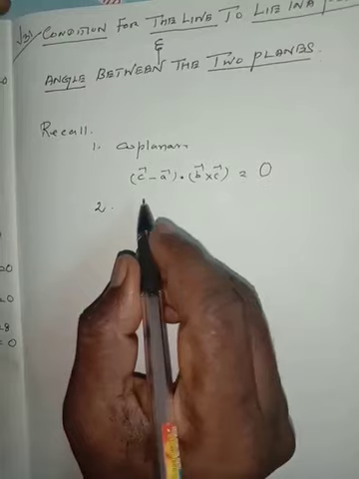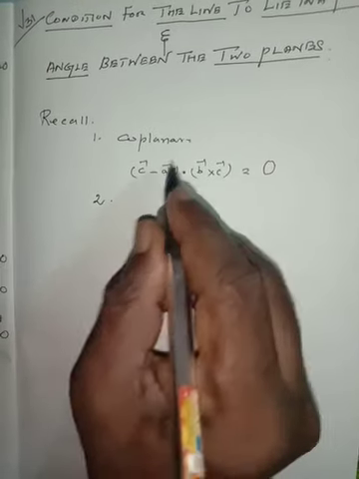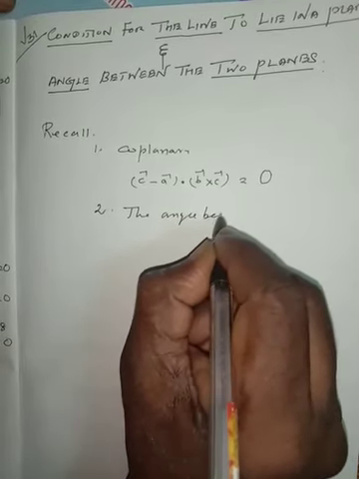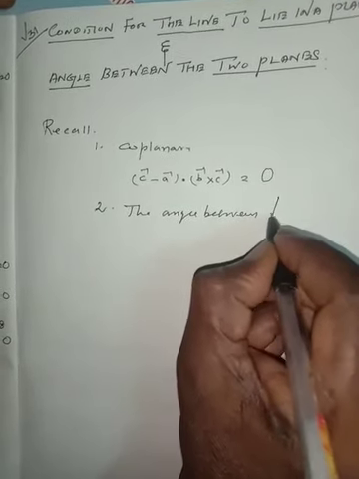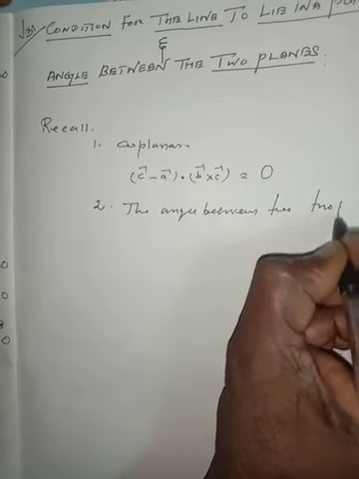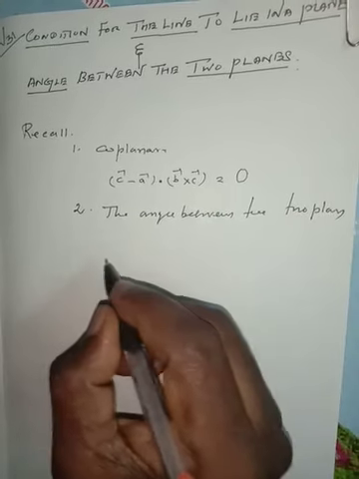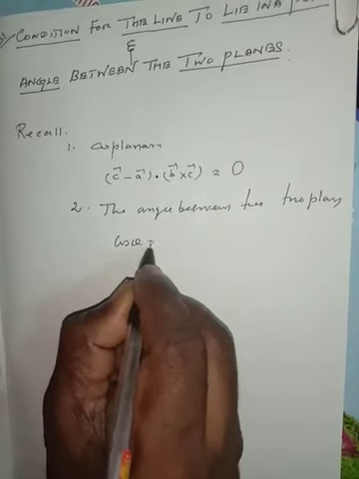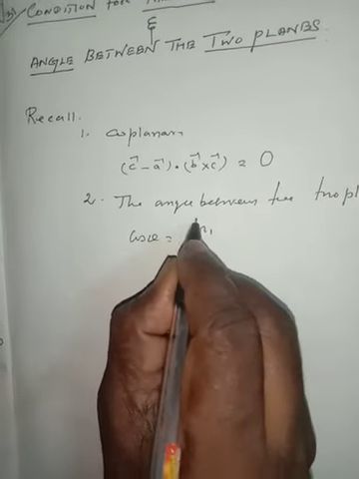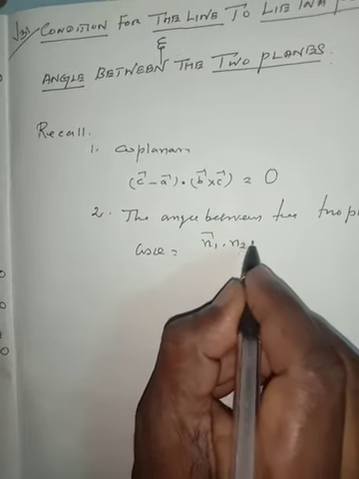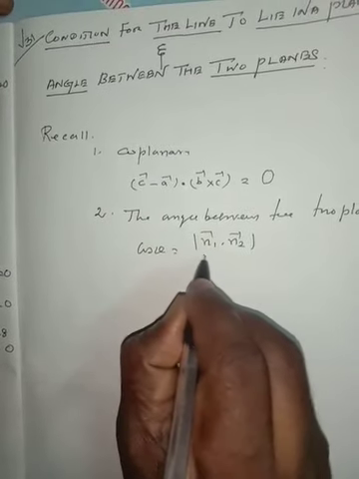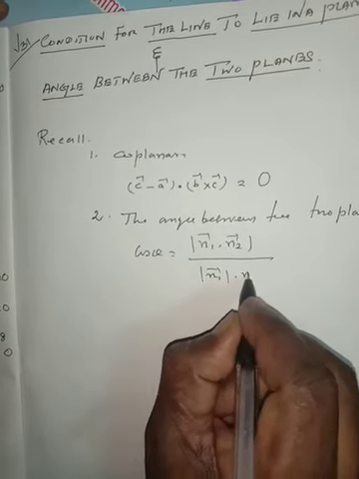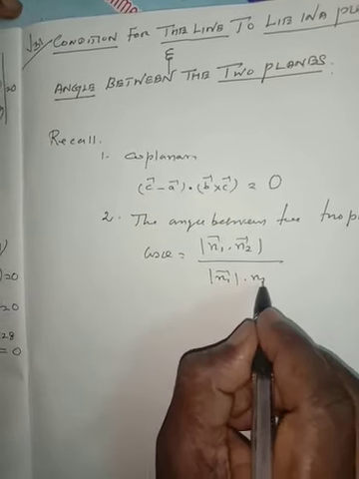Number 2, the angle between the two planes. If theta be the angle between two planes, then cos theta is equal to n1 vector dot n2 vector, magnitude in the direction, divided by magnitude of n1 vector into magnitude of n2 vector.